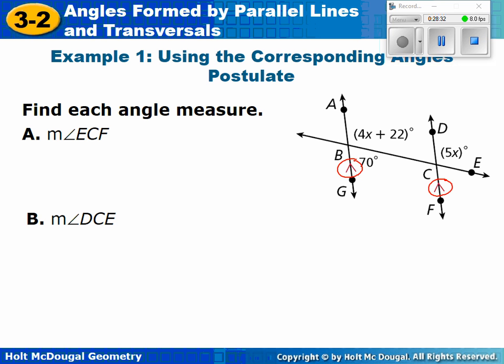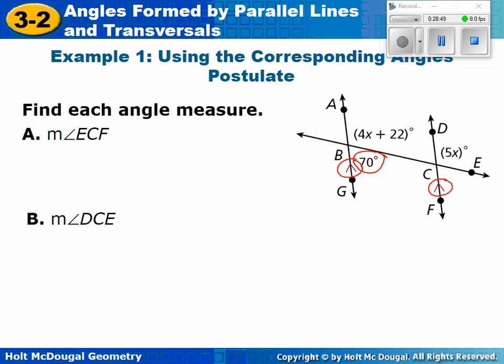So that means that this line is parallel to this line. Okay? The next thing I would do to make your life easy, because you can make this problem hard or you can make it easy, is I would find the angle measure that they've given you, and I would find every angle really quickly. And then you can answer the questions.